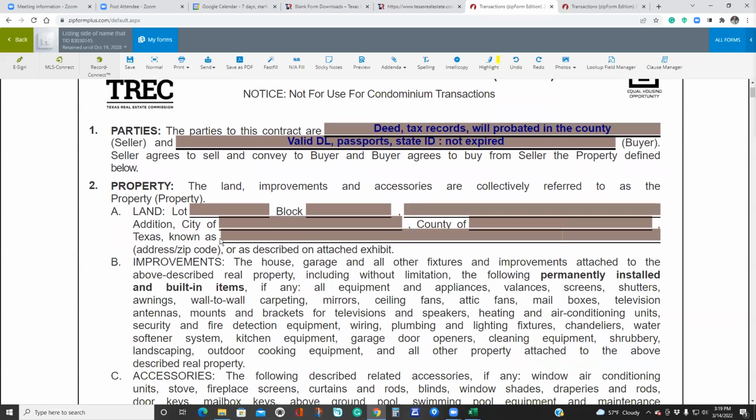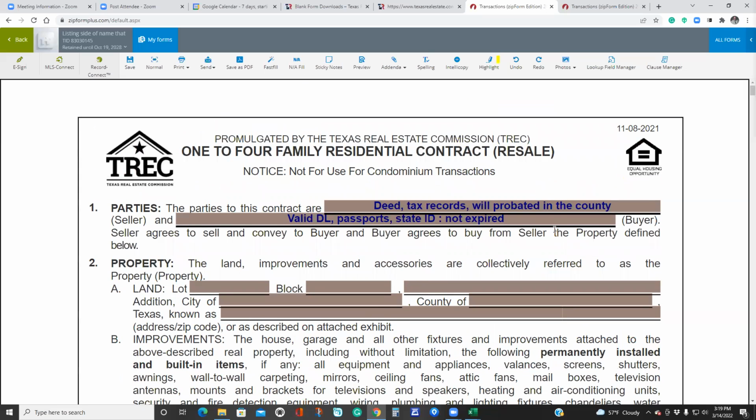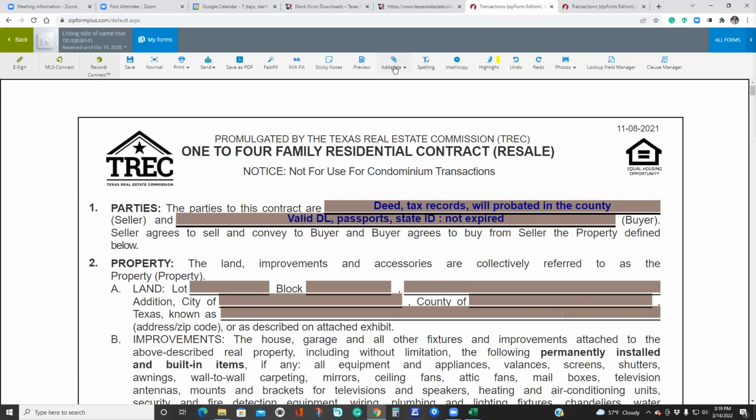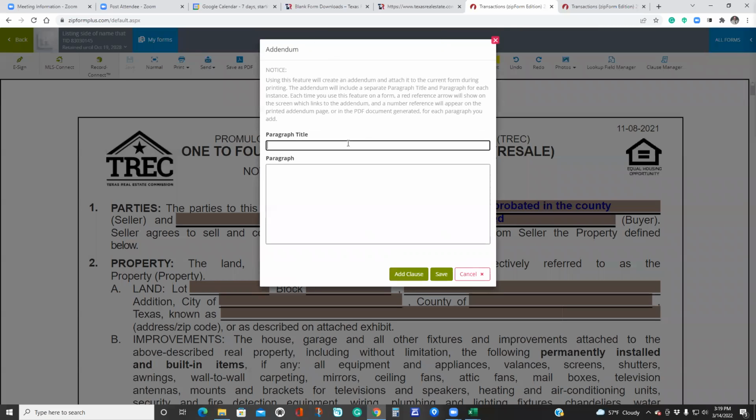Then on parties, if there's more than 1 or 2 people, for those of you that are watching this, and I can't fit them all in here, right here at the top where it says addenda, see where that paperclip is? If I click on that, it'll say add addendum. So I can go paragraph title, parties, for example, paragraph 1, and start adding their names to it. However many there are, right?